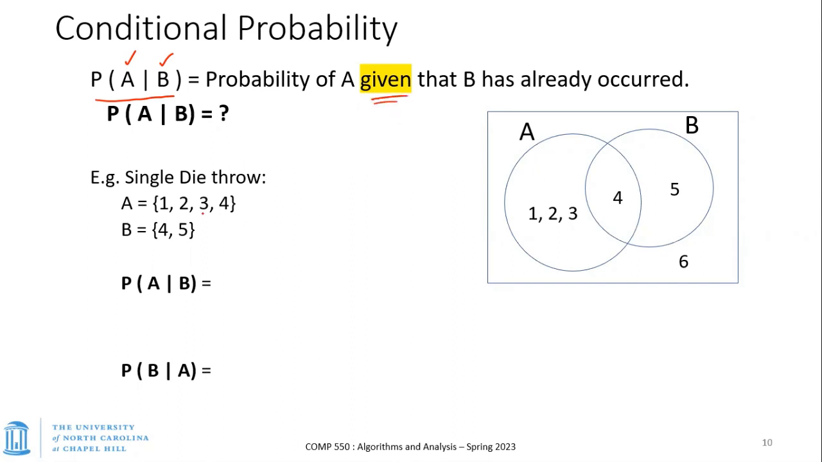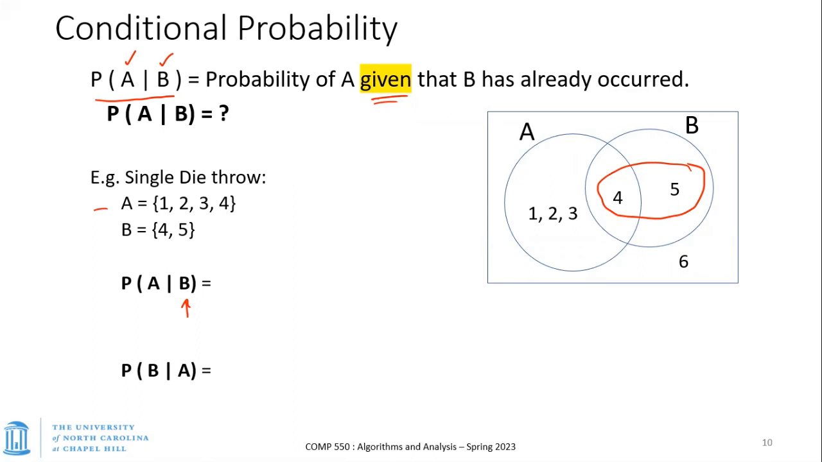Let's look at this example. It's the same example, where we've thrown a single die. And we know that B has already occurred, which means that the outcome is either 4 or 5. So how would you calculate the probability of A given B? Now B has occurred, and we want to find out the probability that A has also occurred. How would you calculate that?